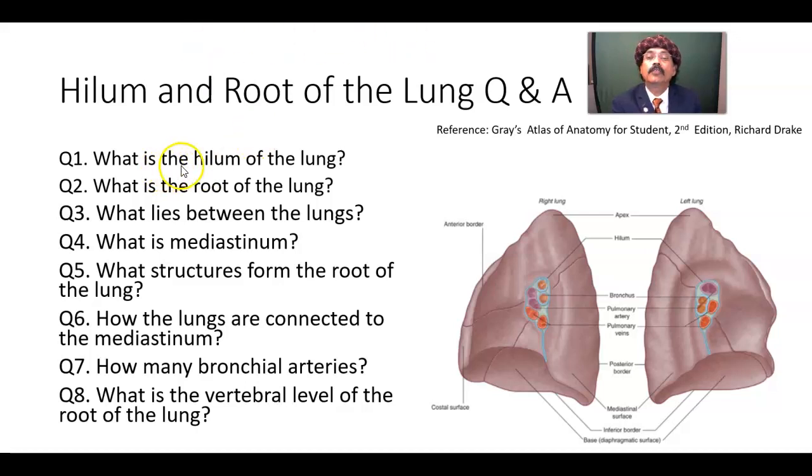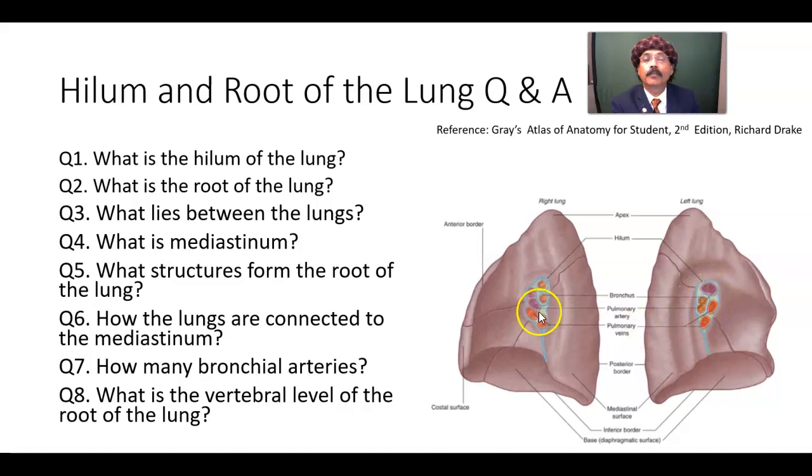So, what is the hilum of the lung? The hilum of the lung is a space on the medial surface of the lung, and through this space multiple structures get in and get out. So this space is called hilum. Those structures form the root. So the structures are the root, and the space for the structures is the hilum.